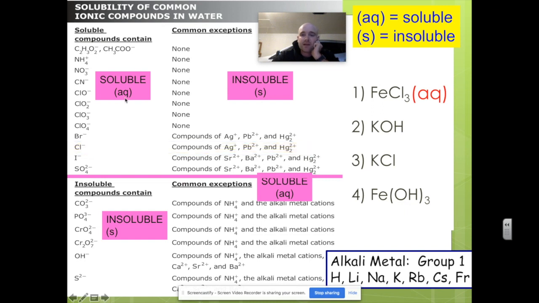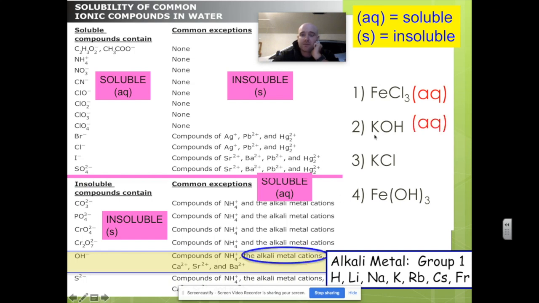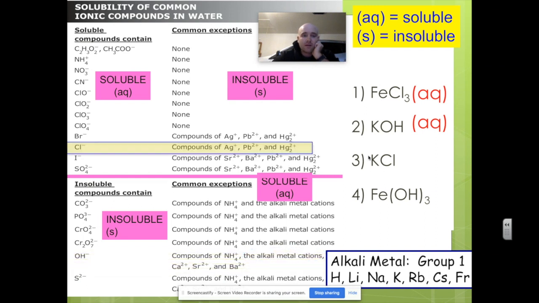Now let's look at KOH. Now there's no potassium on here, but there is an OH. So down here we have OH. It is insoluble unless it is with ammonia or an alkali metal. So since it's with an alkali metal, potassium, it is actually still going to be soluble. Here we have KCl. KCl is here. It is going to be soluble.